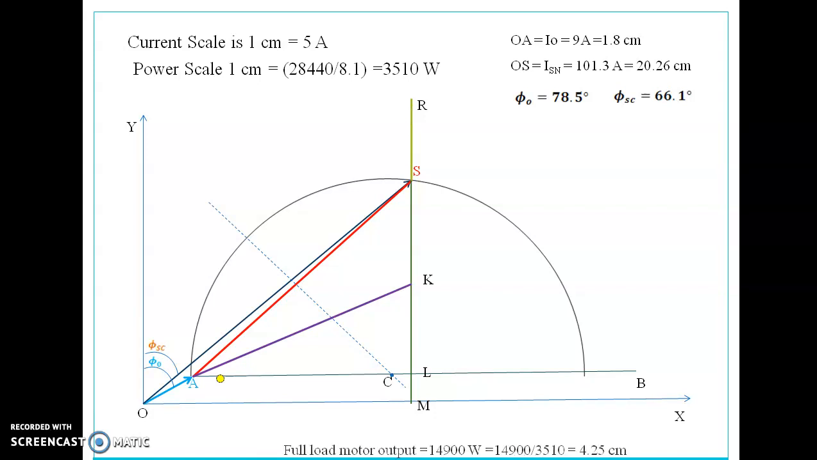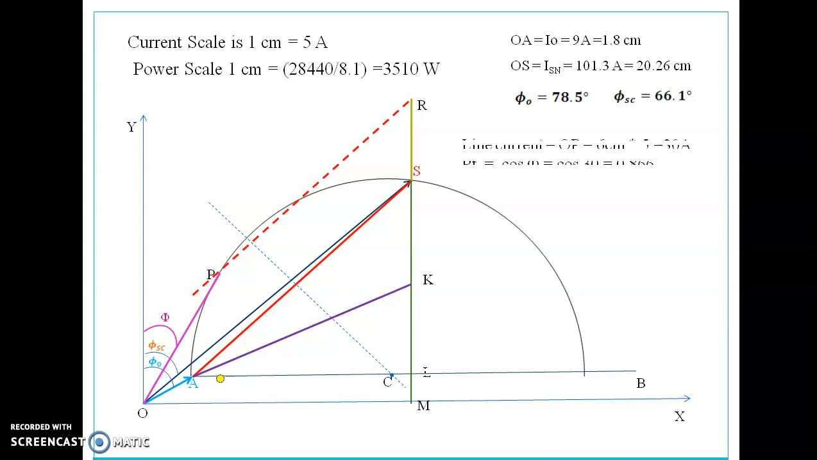Now draw a line parallel to the output line AS from the point R, and that line meets our circle at the point P. P will give you the line current corresponding to the power 14990 watts. So measure the length of OP, which will give you 6 centimeters. So 6 into 5 ampere will give you 30 ampere as the line current.